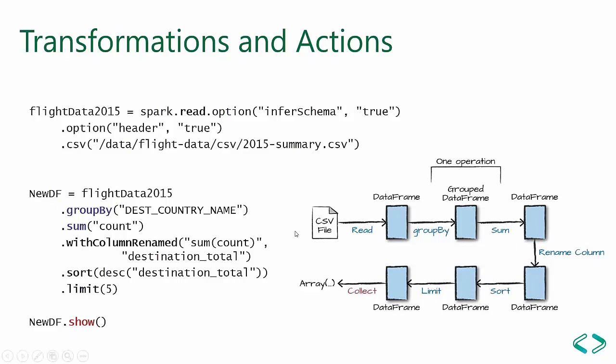If you go to the right-hand side, as I said, when you read, it will create a data frame, because you cannot modify an existing data frame. Data frames are immutable. When you group by, it will create another intermediate data frame. When you sum, it will create another data frame. If you rename it, it will create another data frame. If you sort it, it will create another data frame. If you filter using the limit operation, it will create another data frame. And once you show it or collect it, it will output into the output window.